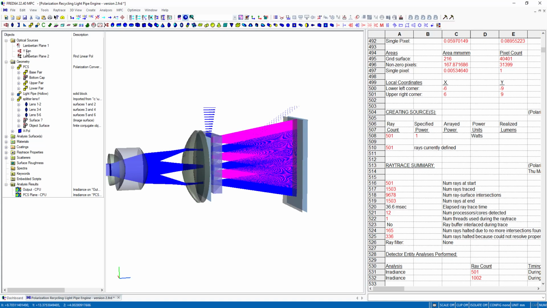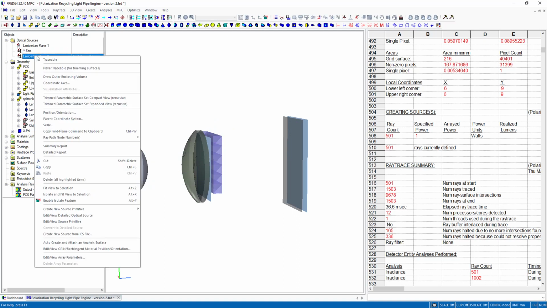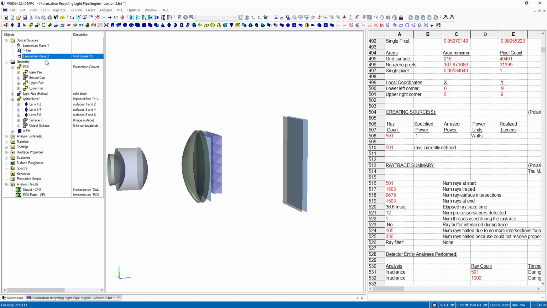So to show this tracing at speed on the GPU, I'm going to turn on a much more complex source here with around 20 million rays. And I'm going to ray trace that.